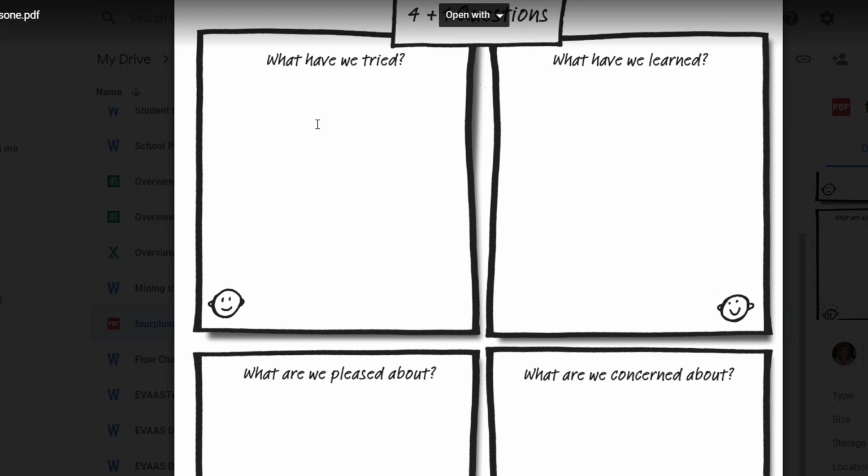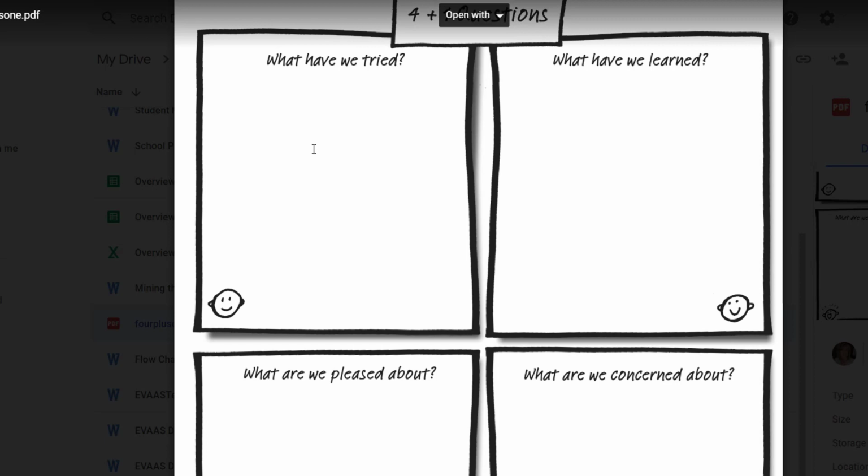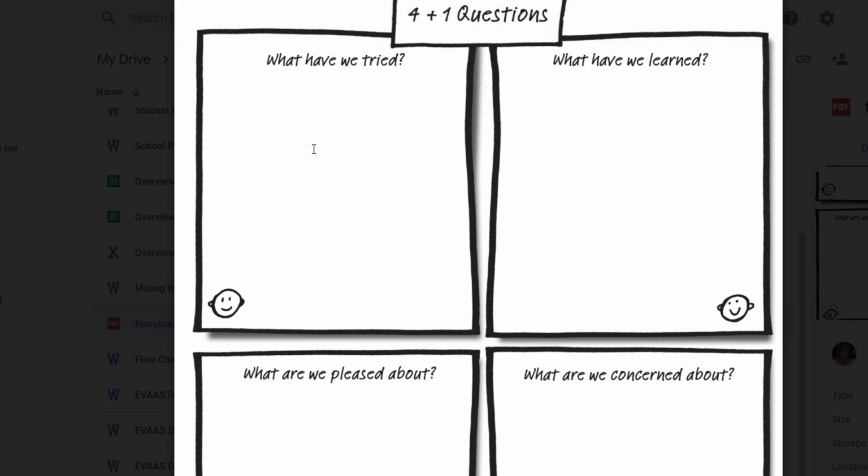If we were blue, if we exceeded growth, well, what did we do? What programs did we use? What strategies did we use? Is there any particular thing that was new that we tried that we haven't tried before? And we brainstorm those practices together as a group.